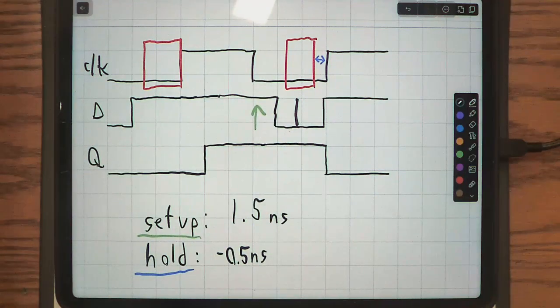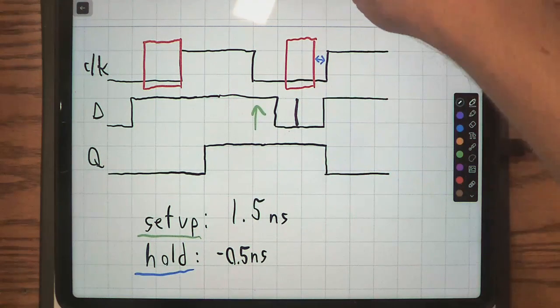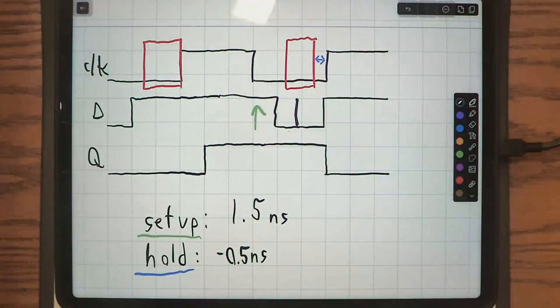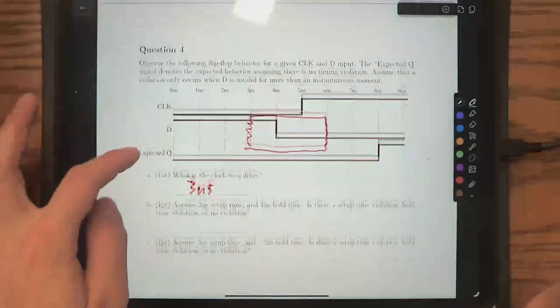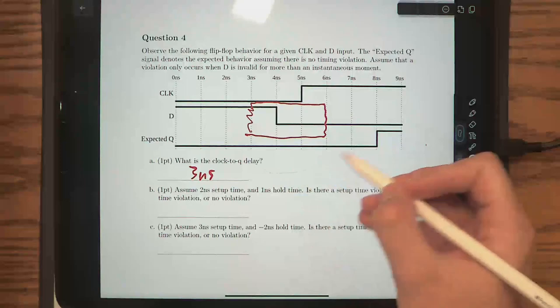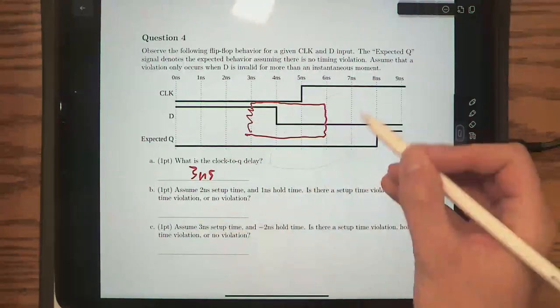I don't remember exactly. I think I made the same mistake on the midterm where I said it was a hold-time violation. Why was it a setup-time violation? I can pull it up. Oh, you know what? It's already pulled up. Okay, clock to Q, there we go.